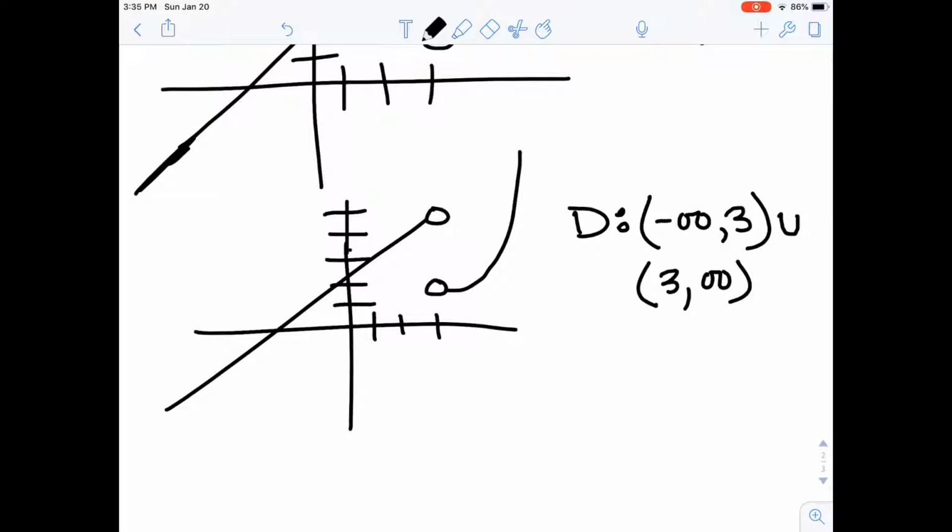Now your range, right? So what's your lowest y value? Well, because on this left graph, your lowest y value would be negative infinity, and then what's your highest y value? Well, your highest y value would be positive infinity, right? So the more you do this, the easier it is to see graphically. There are some little tricks to do this algebraically.